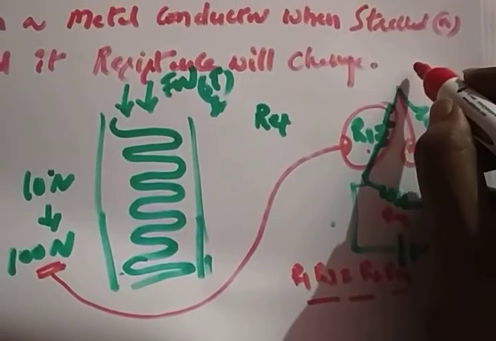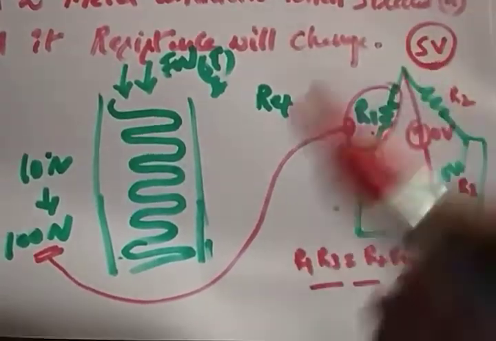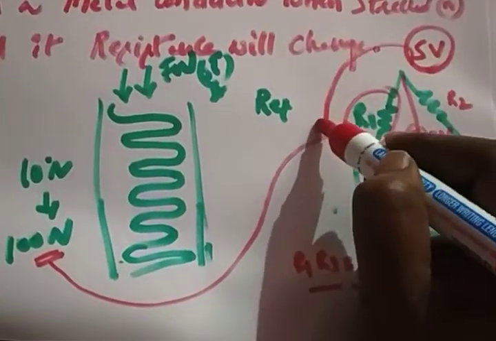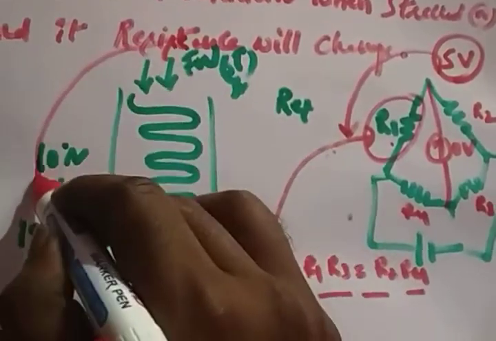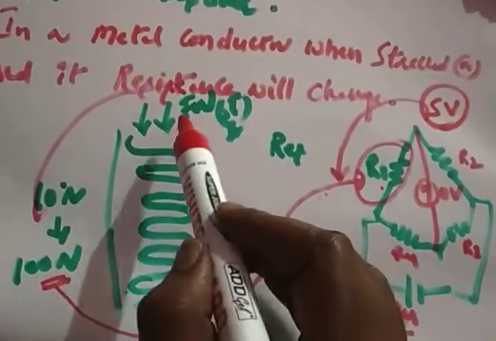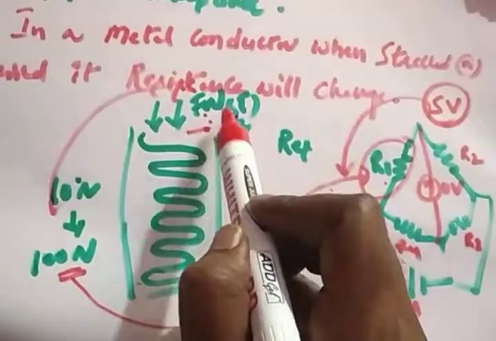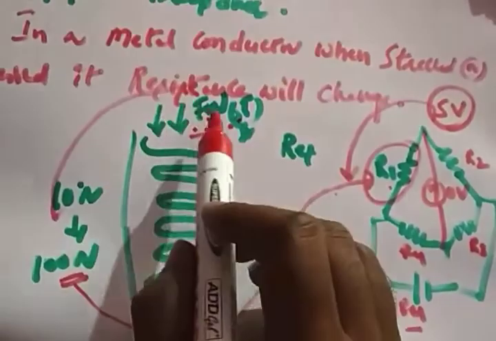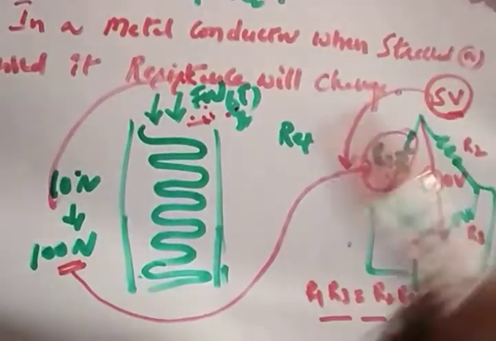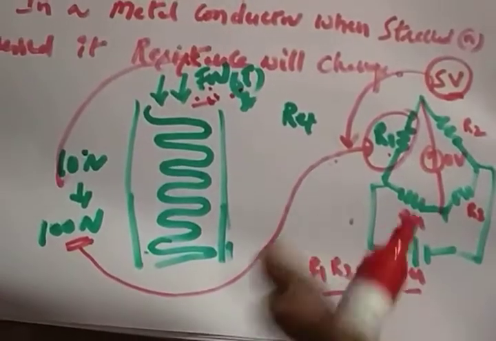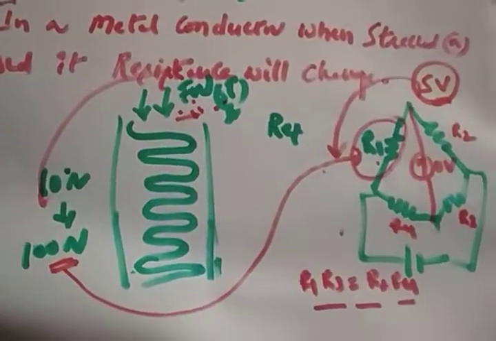It shows some 5 volts. Whatever the 5 volts is, it is analogous to the change in resistance. How did the change in resistance happen? By applying force. So whatever force, strain, stress, stretch or compression you applied is analogous to the voltage that you are getting. In this way, your strain gauge will work.